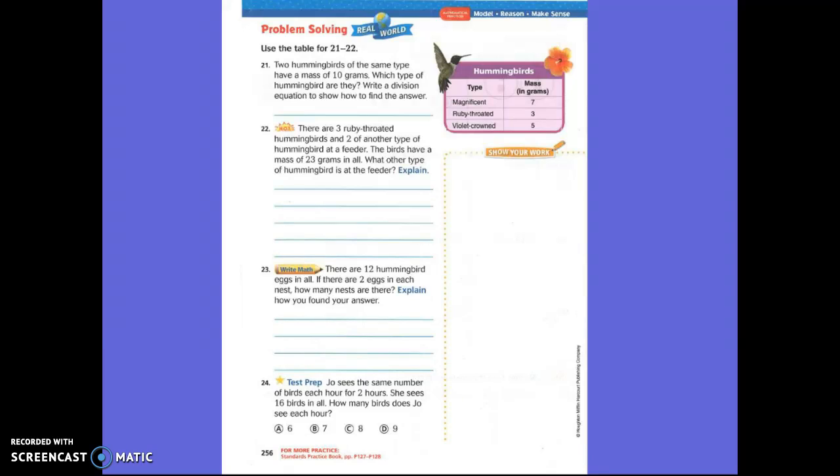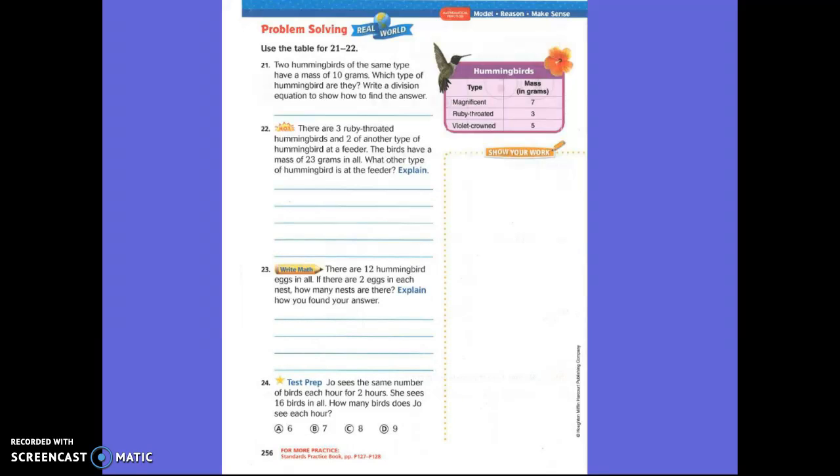Okay, number 21. Read the word problem. 2 hummingbirds of the same type have a mass of 10 grams. Which type of hummingbird are they? Write a division equation to show how to find the answer.